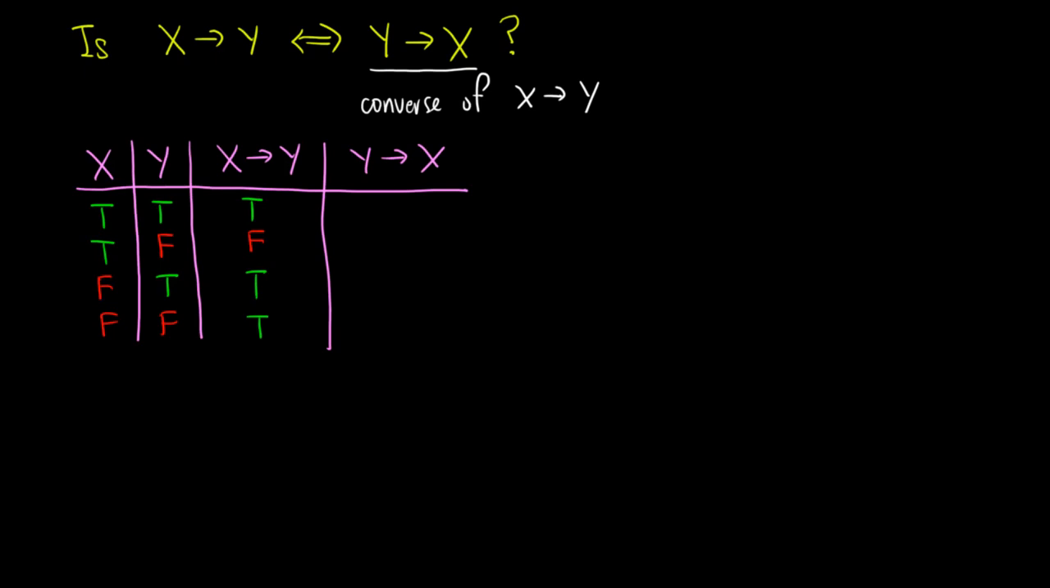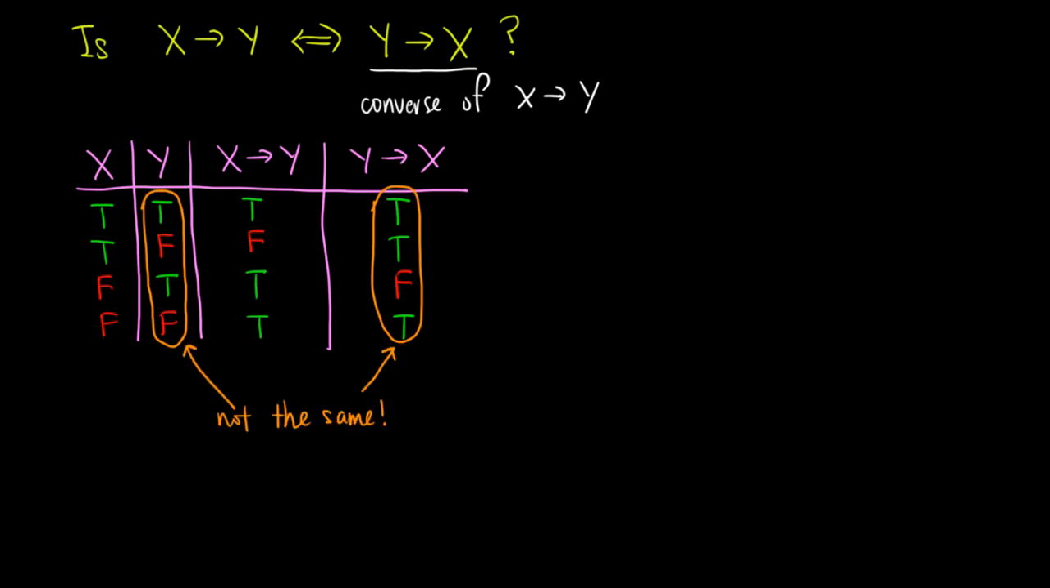Recall that x → y is only false when x is true and y is false. So similarly, y → x is only false when y is true and x is false. Now compare the two columns. They are obviously not equal, so we can conclude that x → y and its converse are not equivalent.